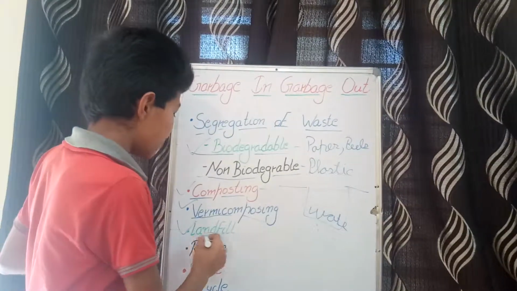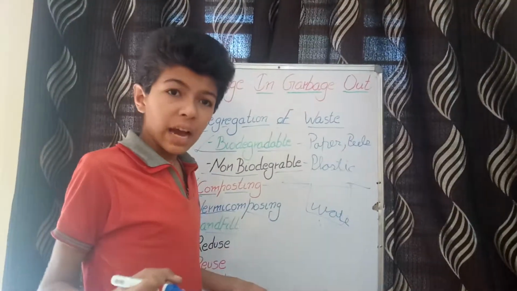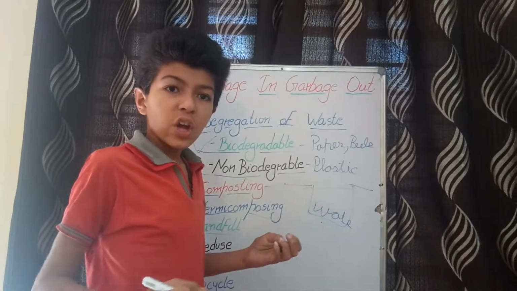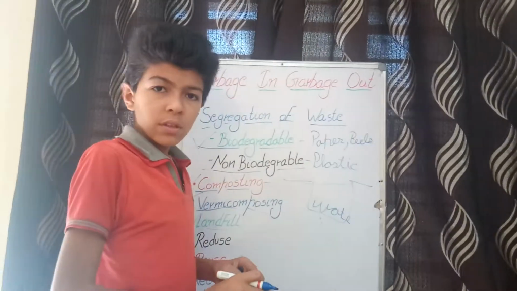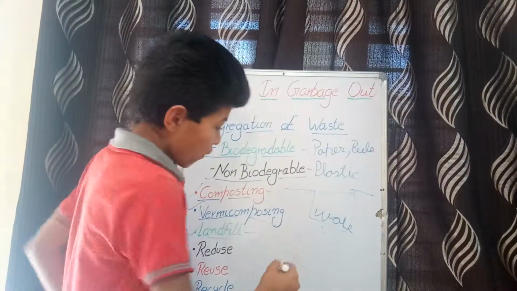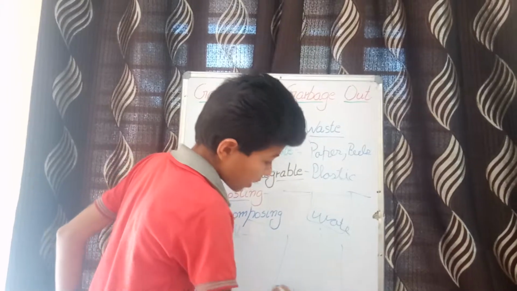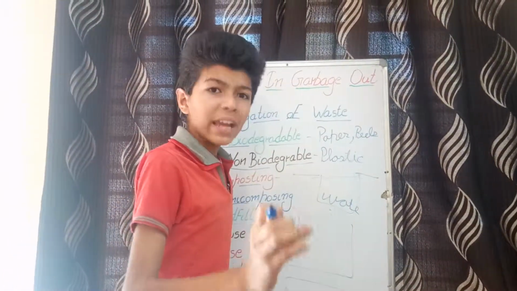Now we have landfill. What is a landfill? A landfill is a large area where the garbage of the whole city is dumped. How is the landfill formed? Let's see. First, in the landfill, the bottom layer is made up of clay.